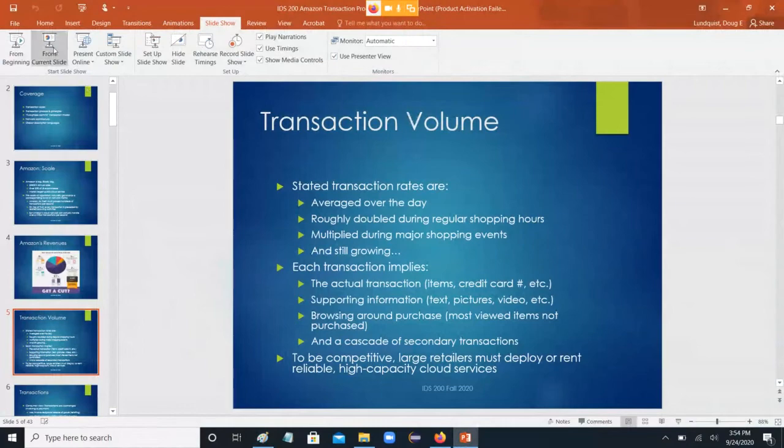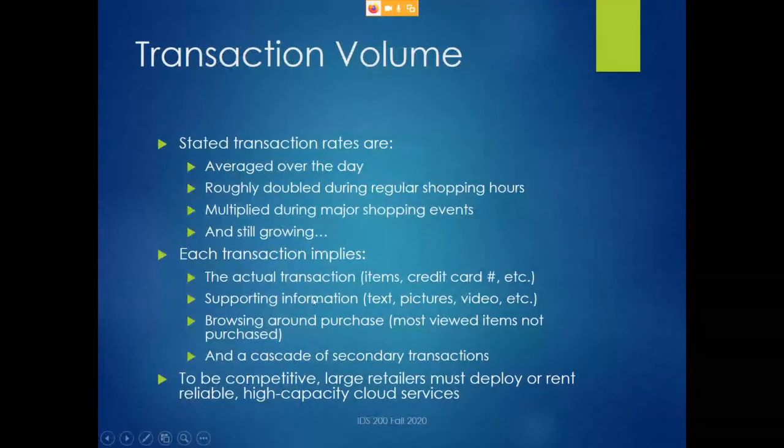Okay. So to be competitive, right? Amazon, other large retailers, this is all what they're doing now. They have to either deploy their own high capacity cloud services or rent the service from others. Amazon's big enough it can use its own. The other big retailers, like the Targets and the Walmarts of the world, they're still big retailers, but they're not as big as Amazon.